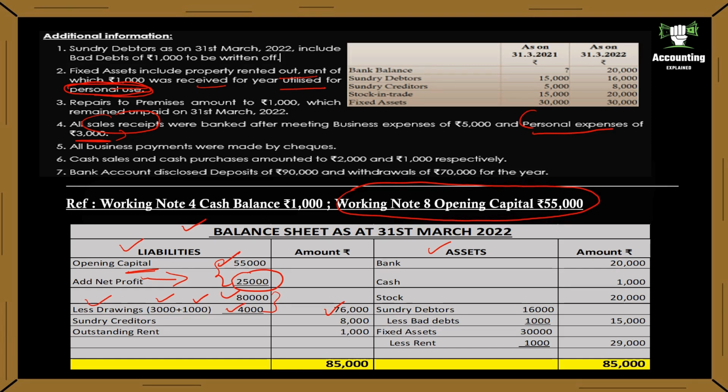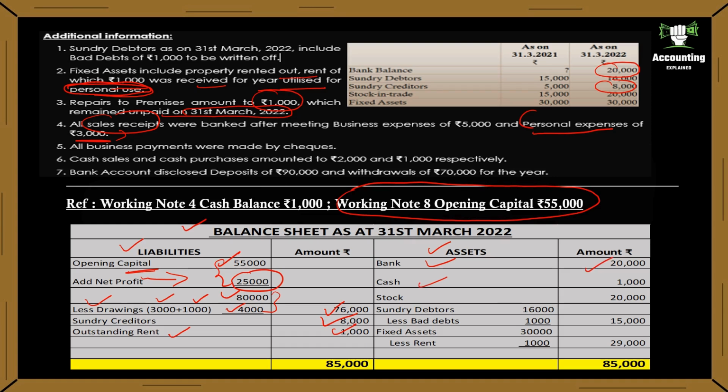Sundry creditors is given in the question as how much? 8,000. And outstanding rent. How much is outstanding rent? Repairs to premises amounted to rupees 1,000, remained unpaid as on 31st March 2022, so on the liability side 1,000, because outstanding rent is a liability. We are liable to pay to the owner. So it is taken on the liability side. Okay. Next, bank. Closing balance of bank is given in the table as 20,000, taken to the asset side.